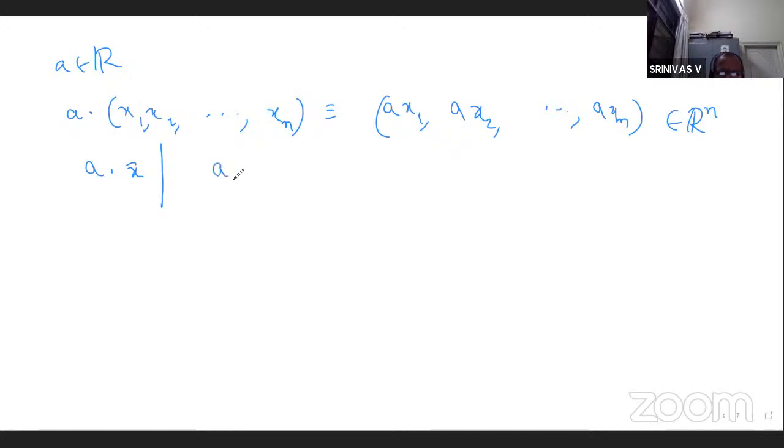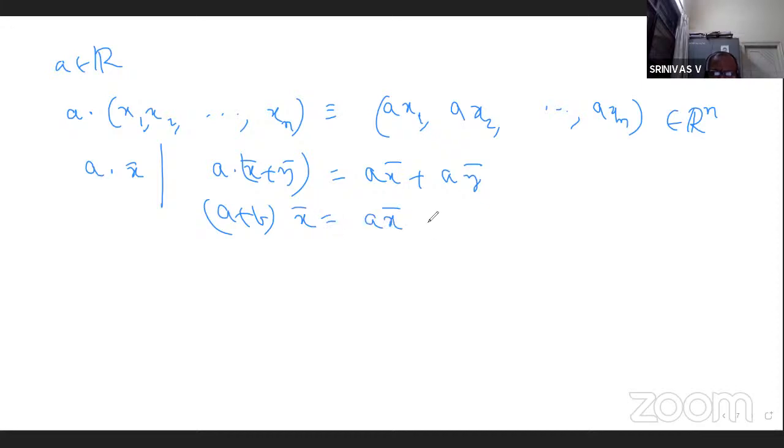In fact, you have this. You have a into x bar plus y bar is equal to a x bar plus a y bar, and then a plus b into x bar is equal to a x bar plus b x bar. For me, b is a real number. a plus b times x bar is a into x bar plus b into x bar, and then you have a b into x bar is equal to a into b x bar, and then you have 1 into x bar is equal to x bar.